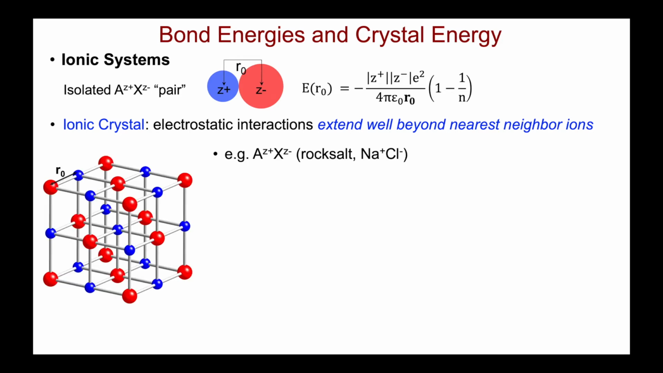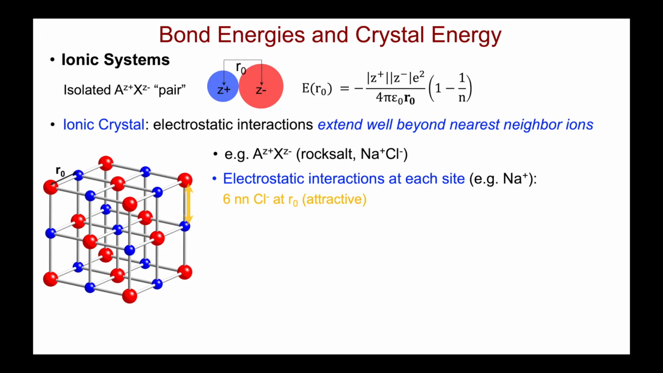Let us look at the rock salt structure as an example, with the equilibrium bond distance of one bond being R0. Let's pick a given site, for example the sodium cation site, and look at the electrostatic interactions. Well, first of all, we're going to have that nearest neighbor interaction, shown here. And we have an attractive interaction between sodium and chlorine. And in the crystal, because the coordination number of the sodium cation is 6, there are 6 nearest neighbor chlorine anions at a distance R0, and that interaction is attractive. That is our nearest neighbor interaction.